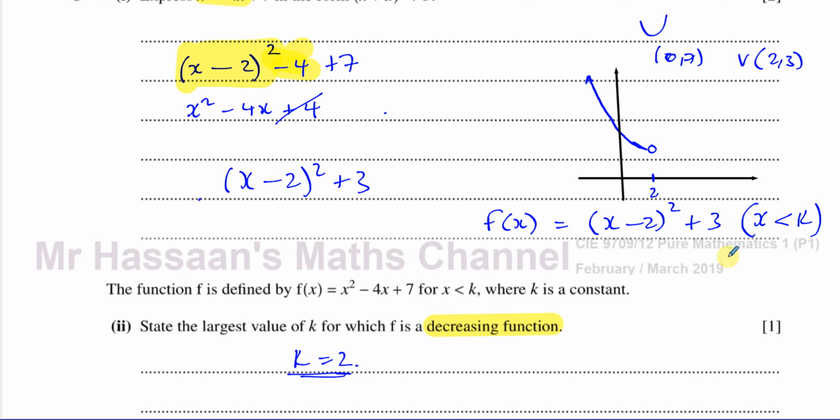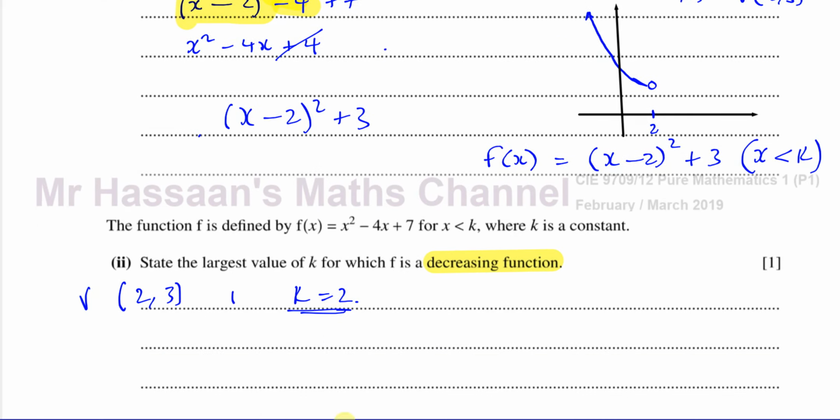You can just state it, because you can see from completing the square that our vertex was 2, 3. So you can write that down if you want to show your step. Therefore, k has to equal 2, because when x is less than 2, it's going to be decreasing. It's always going to be going down.